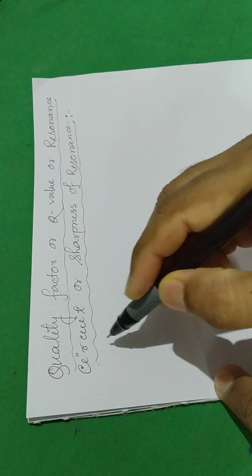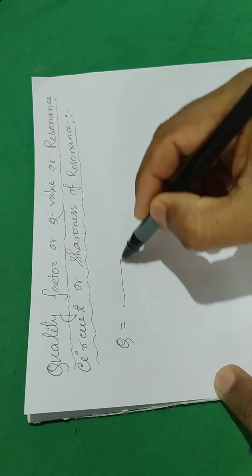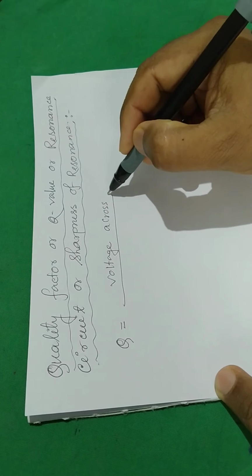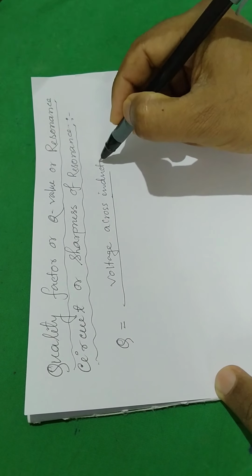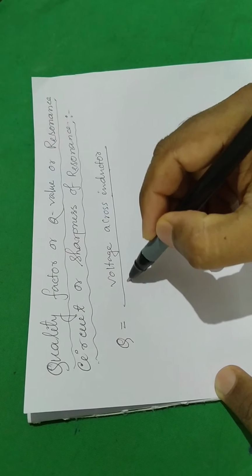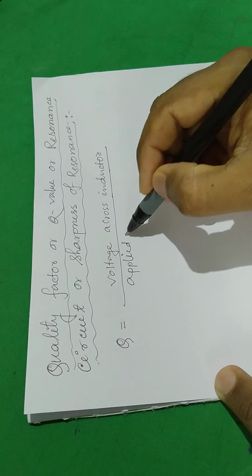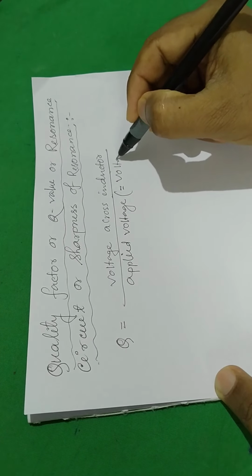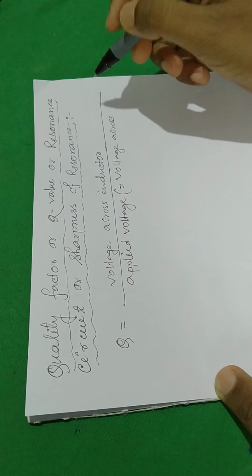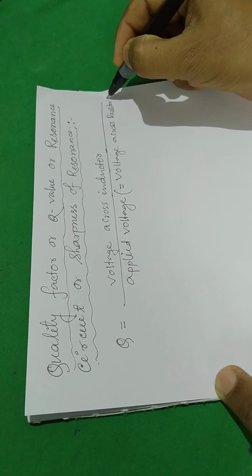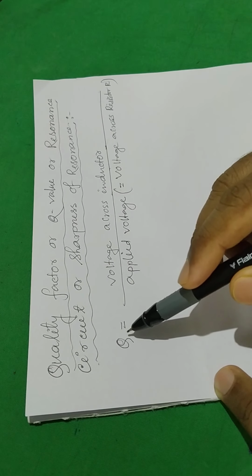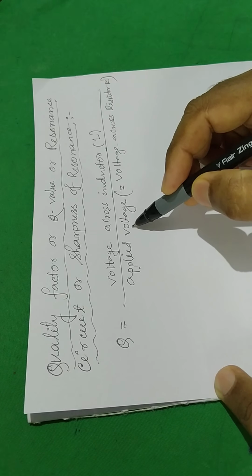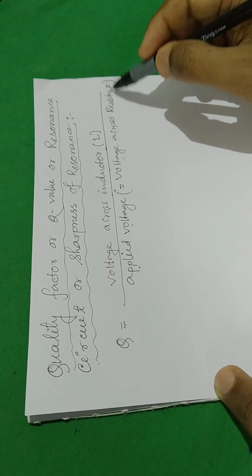So quality factor Q equal to voltage across inductor divided by applied voltage, that is equal to voltage across resistor R. So quality factor is defined as voltage across inductor L divided by voltage across resistor R.